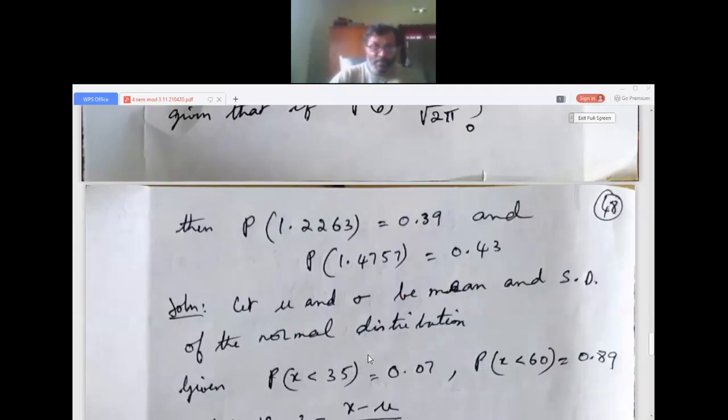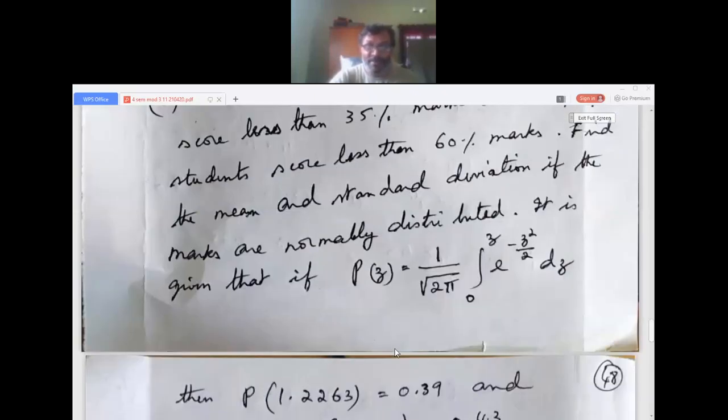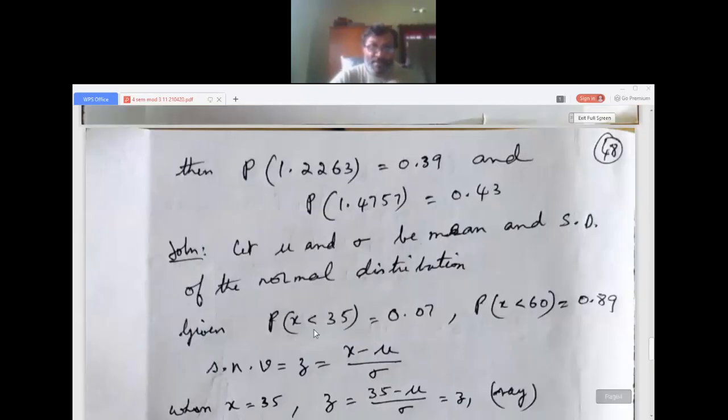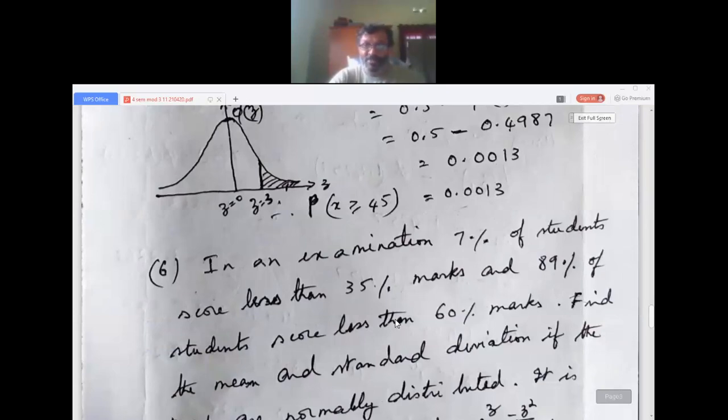Let mu be the mean and sigma be the standard deviation of the normal distribution. So P of X less than 35: see here, in an examination, 7% of students score less than 35. So P of X less than 35 is taken as 7 by 100. And score less than 60, that is P of X less than 60, is given to be 89%. So 89% means 89 by 100, it is 0.89.